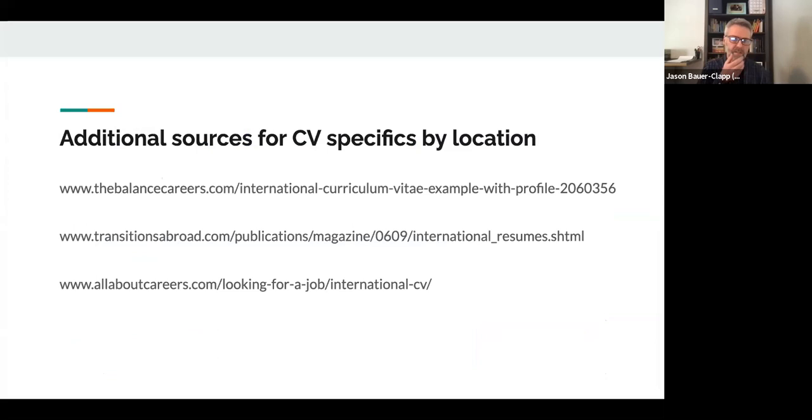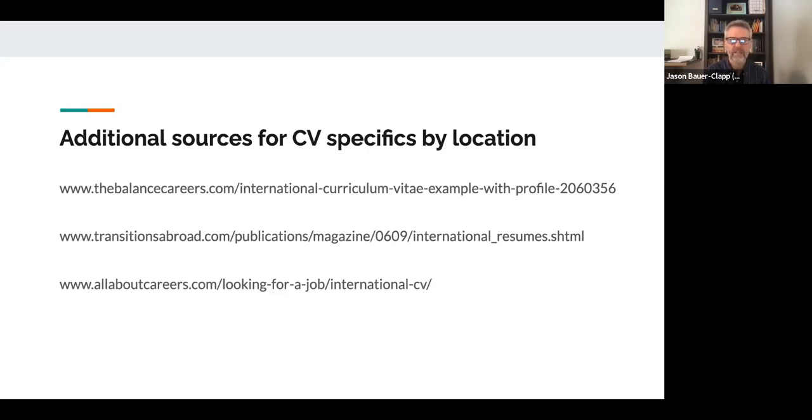A few other things could be useful as starting points. Again, you can look this up online and you might find 20 plus other resources, but here are just a few that I've found might be good starting points. The Balanced Careers is a very well-known site. They have some examples of CVs.